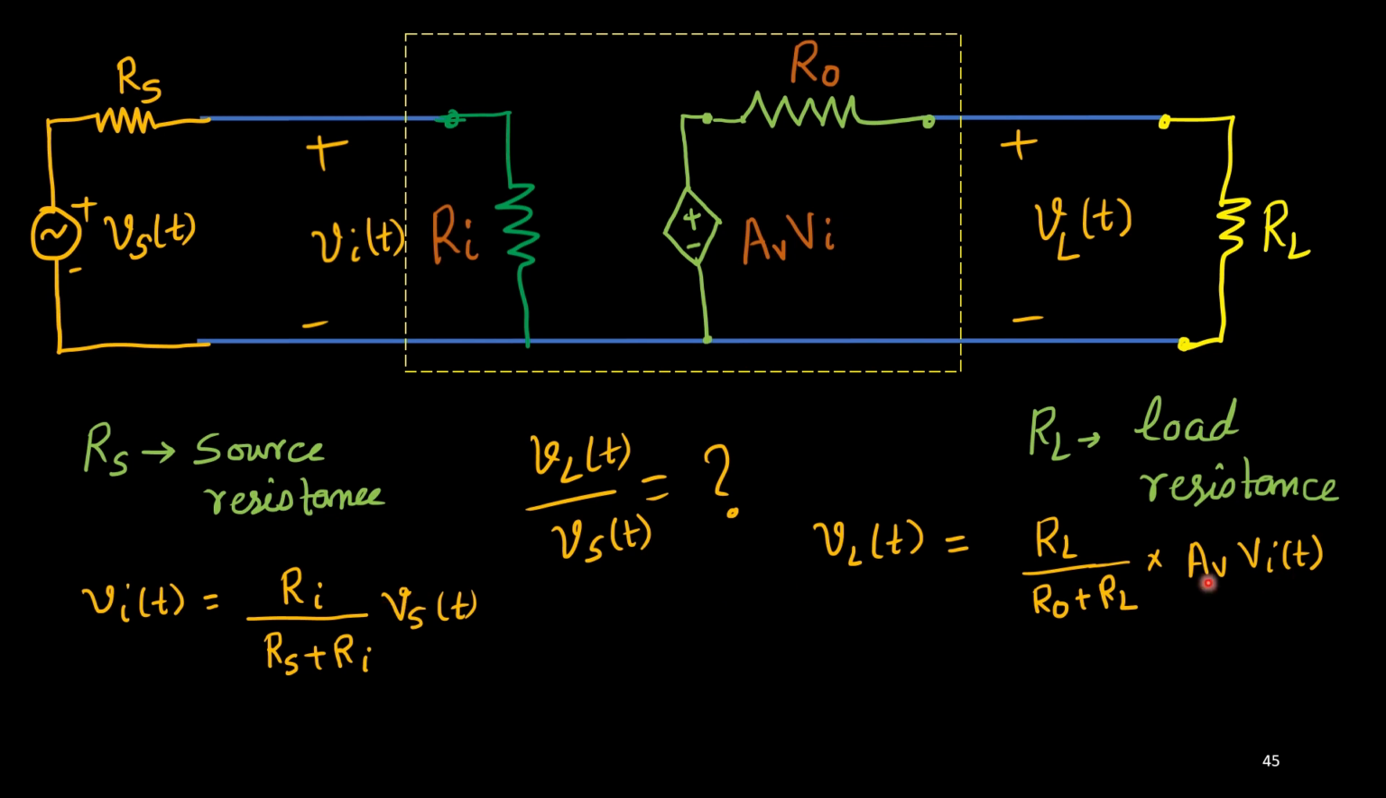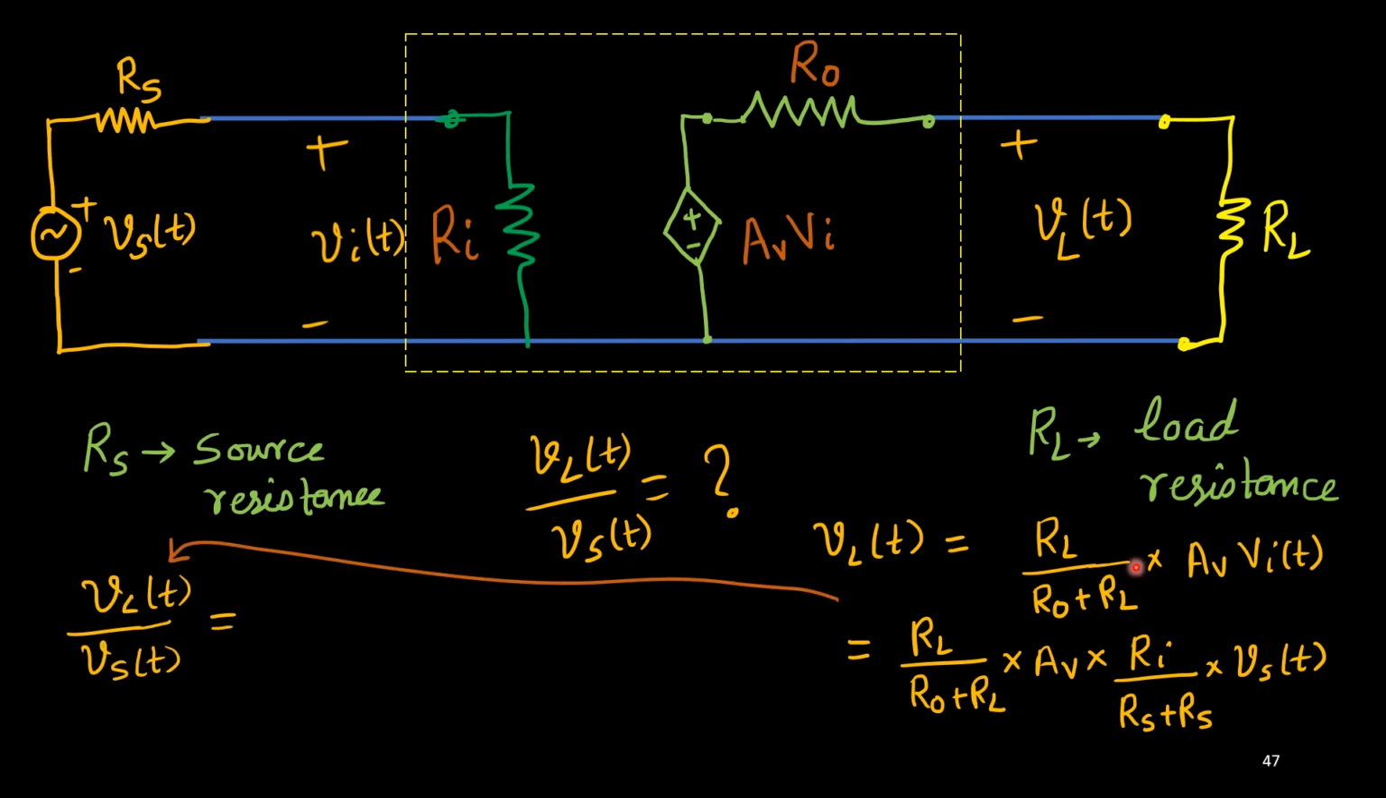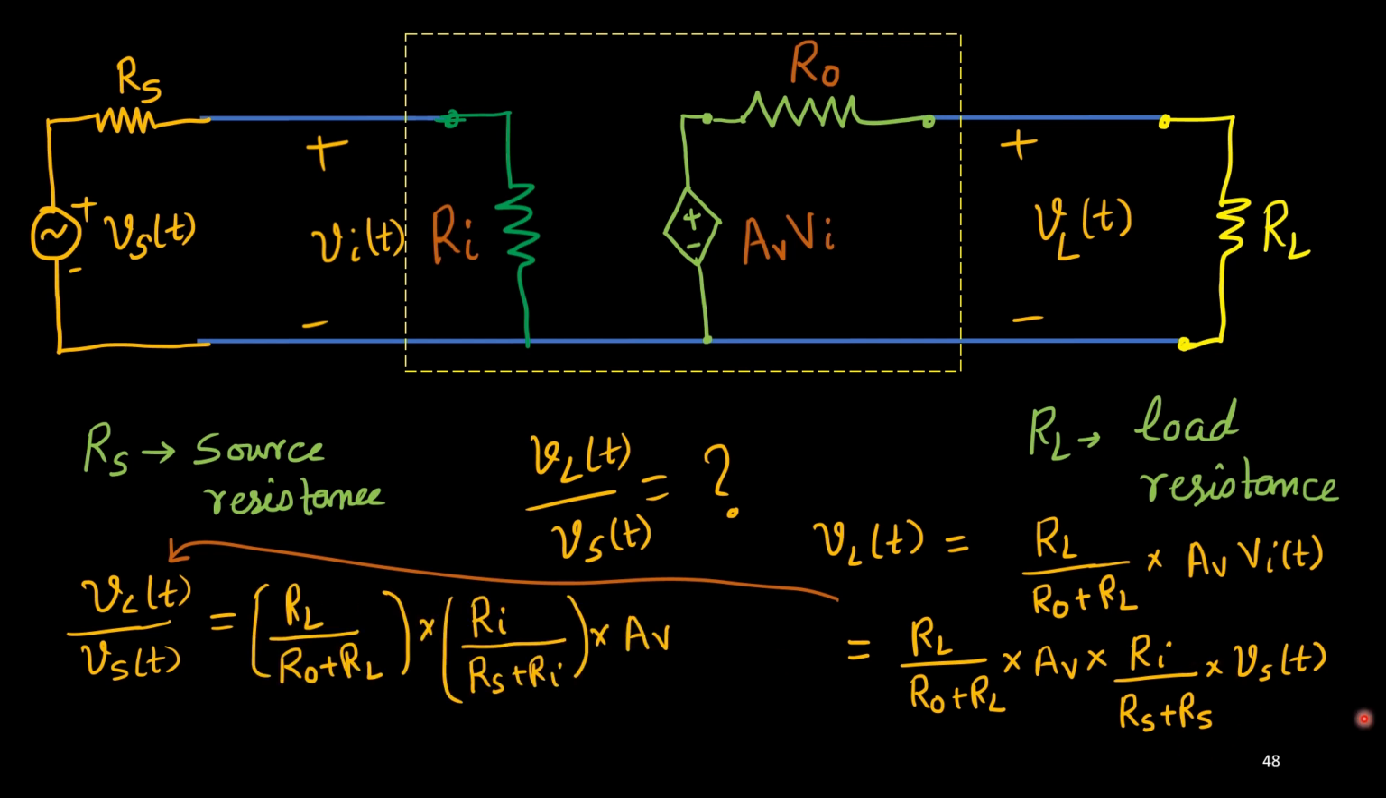So we have got these two equations. Now I can replace this Vi from here. So what I will get is RL upon R0 plus RL times AV, times Vi, and Vi is Ri upon Rs plus Ri times Vs. Now from here we can get the ratio VL upon Vs. The first factor is RL upon R0 plus RL, and the second factor is Ri upon Rs plus Ri, multiplied with AV.